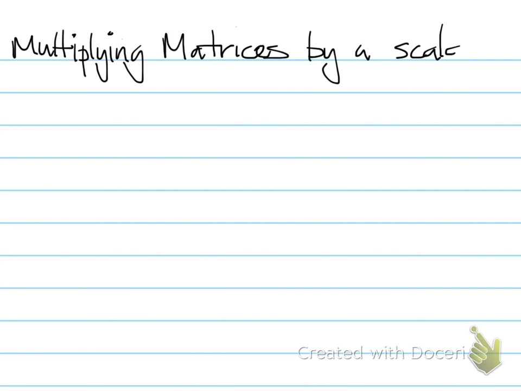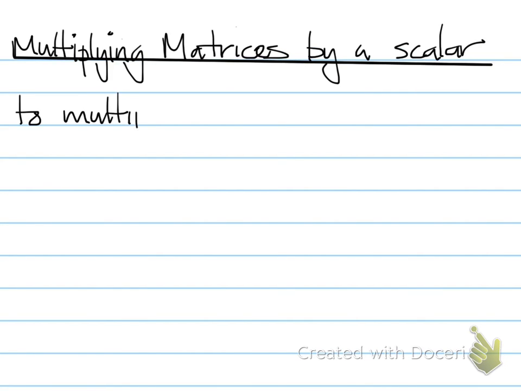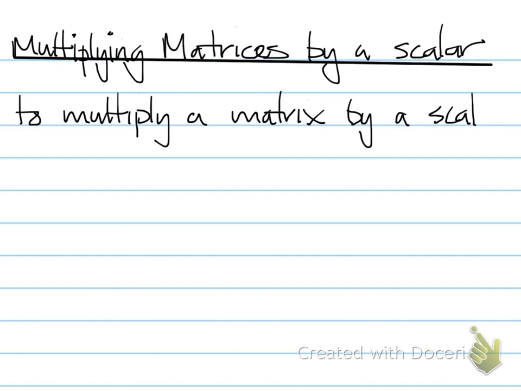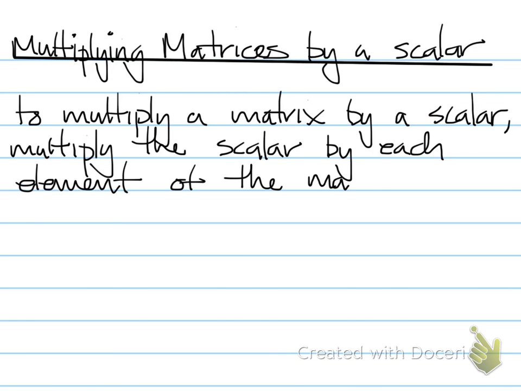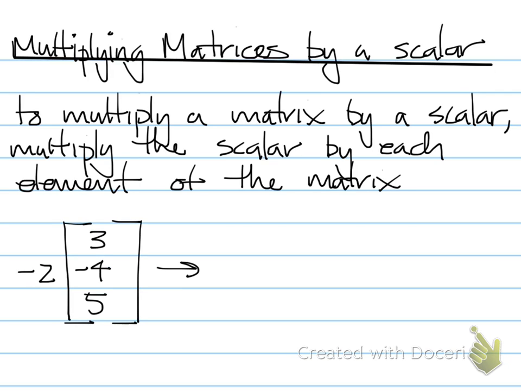All right, next is multiplying a matrix by a scalar. To multiply a matrix by a scalar, you simply multiply the number that's in front of the matrix, which is called a scalar, by each element of the matrix. So if we've got -2 times this column matrix, we start by multiplying the -2 by the 3 to get -6, and then -2 times the -4 to get 8, and then -2 times the 5 to get -10.